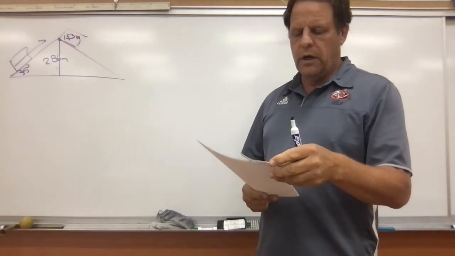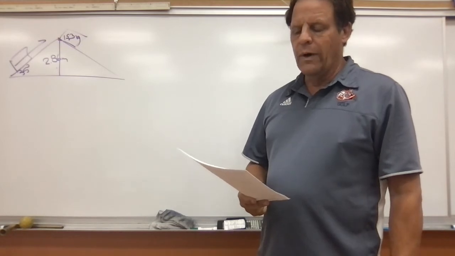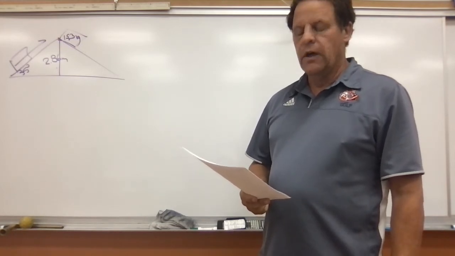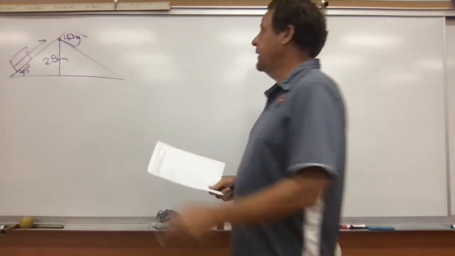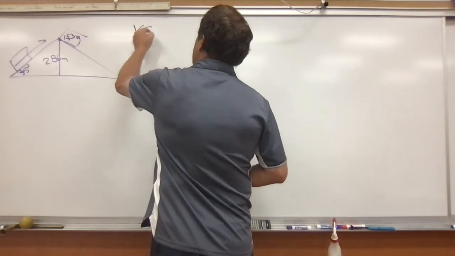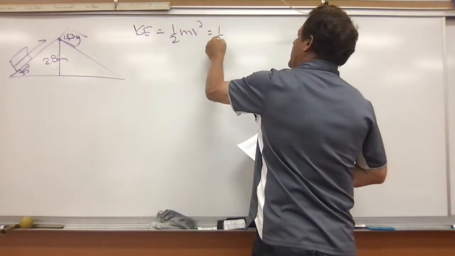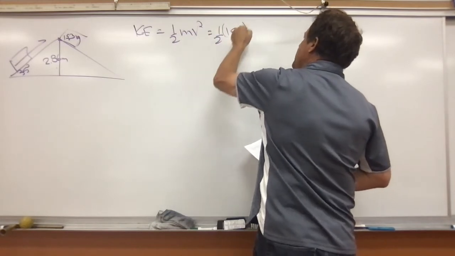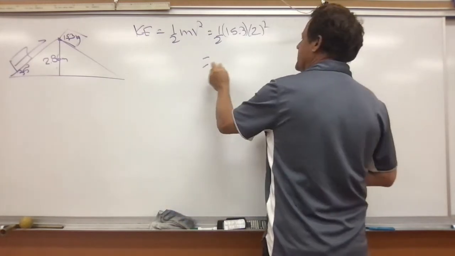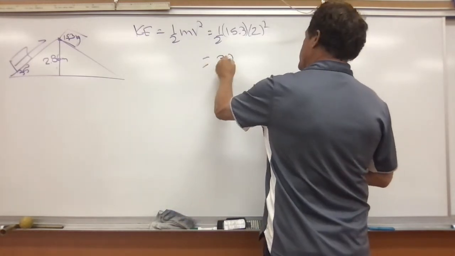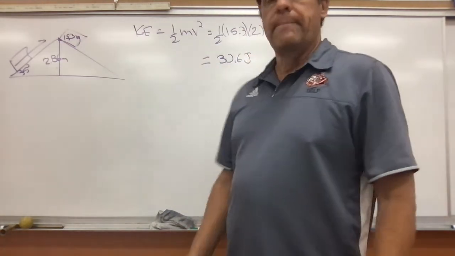And we want to know what is the kinetic energy when it reaches the top if the velocity is still 2 meters per second. So we know the kinetic energy is equal to 1/2 mv squared, which is going to be 1/2 of 15.3 times 2 squared. And that should give us 30.6 joules.